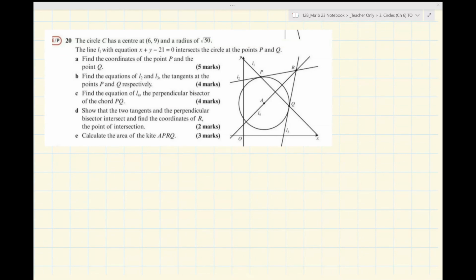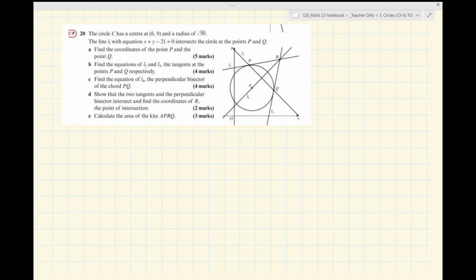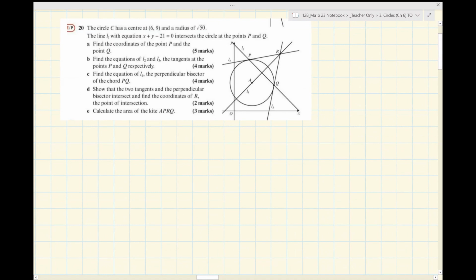Question 20. Right, I've got a circle. I know its centre, and I know its radius, so I know its equation. And I've got a line L1 with this equation here, and I need to find the points where L1 intersects the circle. So for part A, I've got the equation x plus y minus 21 equals 0, and I've also got the equation of the circle, (x minus 6) squared plus (y minus 9) squared equals 50. I need to solve those simultaneously.